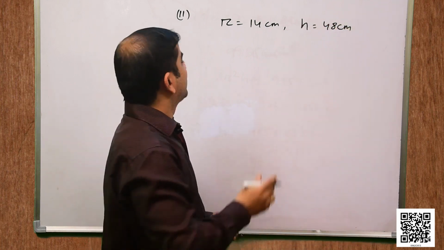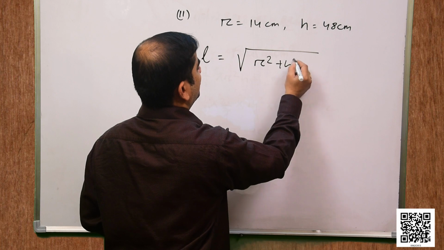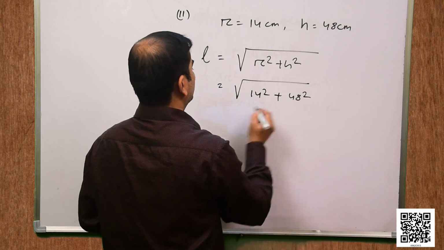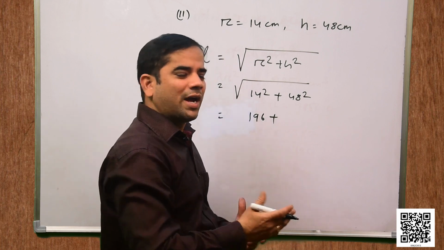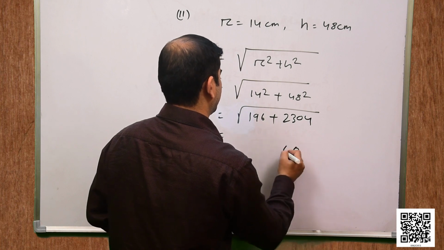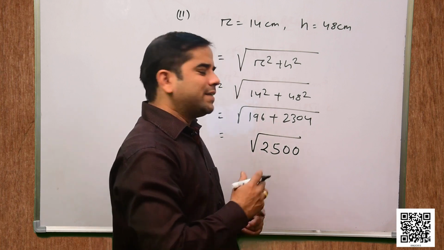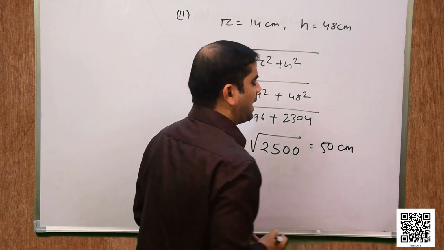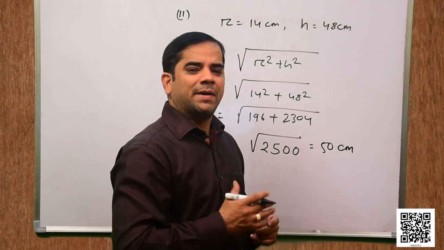So let us find the slant height. So slant height will be square root of r square plus h square, that is square root of 14 square plus 48 square. Fine. So this is 196 plus 48 square is 2304. Square root of 2500, that is equal to 50. Okay. So slant height is found to be 50 centimeter. Hope you understand. Now let us solve bit number 3.